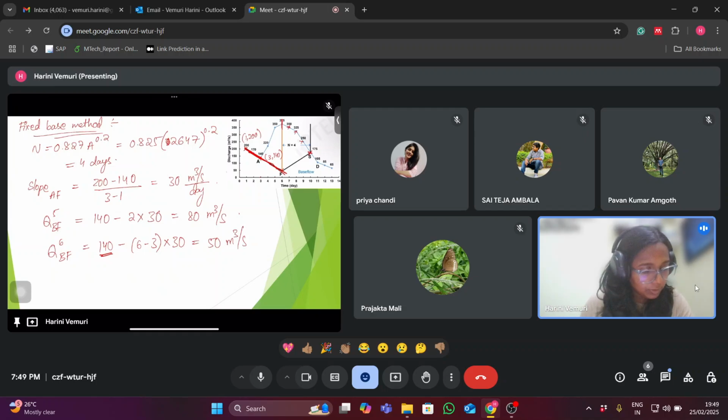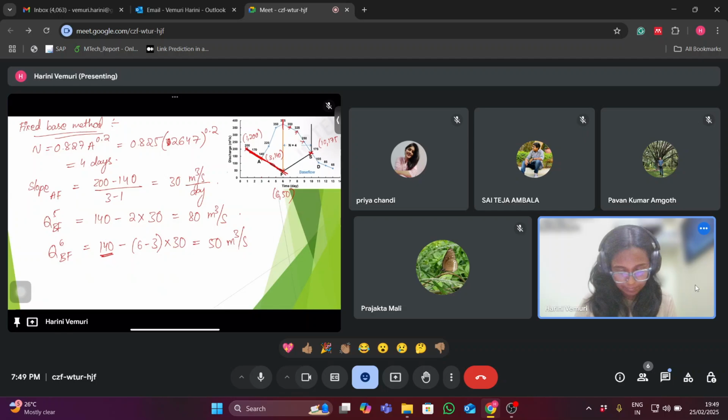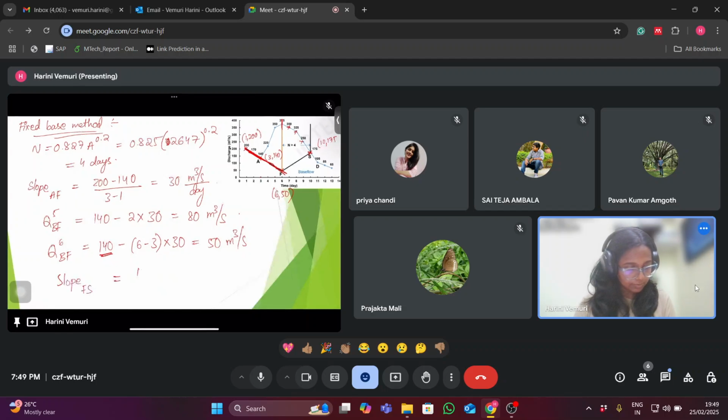Now here we know point F is 6 comma 50 and S is 10 comma 175. So now we calculate the slope of FS, that is 175 minus 50 by 10 minus 6, which is 31.25 meter cube per second per day.